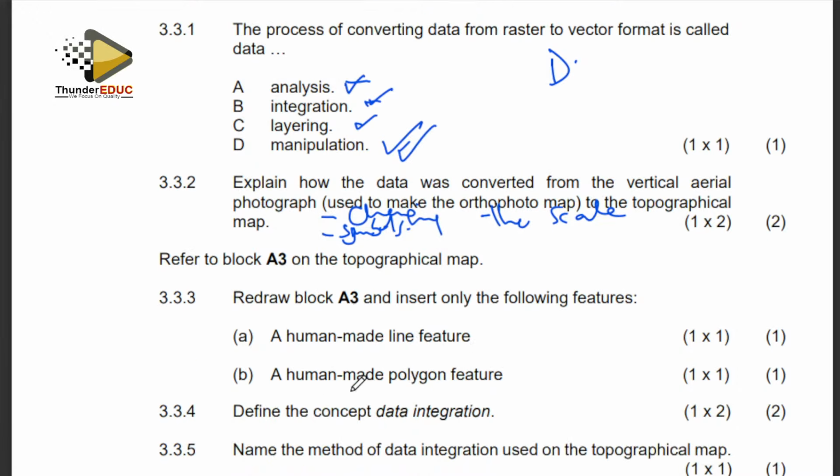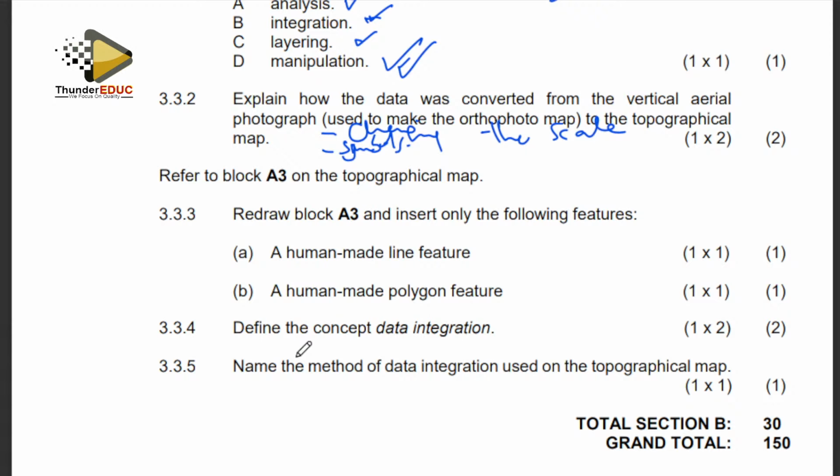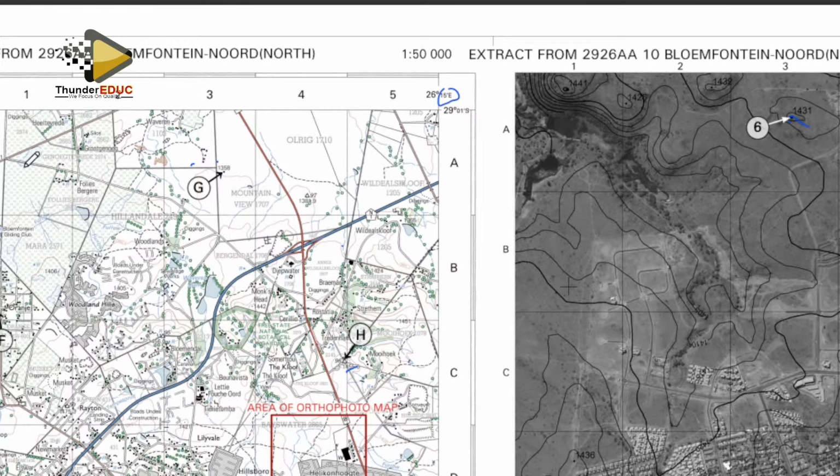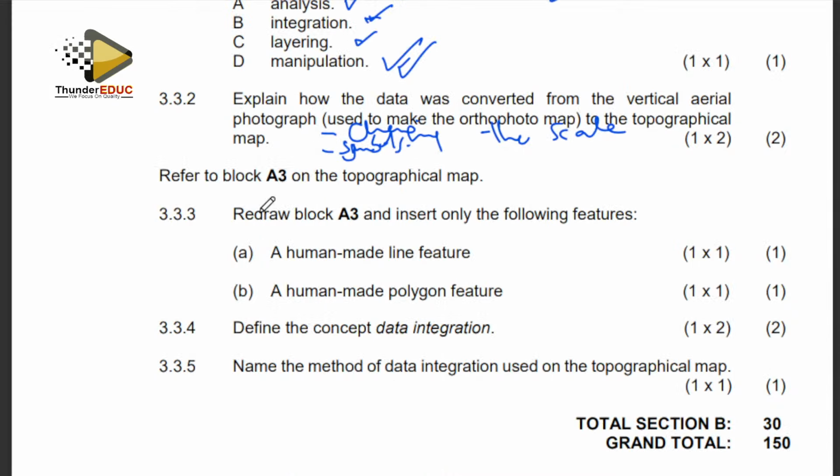All right, lastly, which is our last part, refer to A3 on the topographic map. We come to A1, A2, A3. So we are referring to this section here. All right, let's look at the question. Human feature, they say redraw the block A3 and insert only the following features. Human-made line feature.